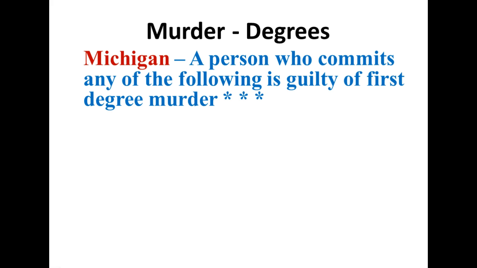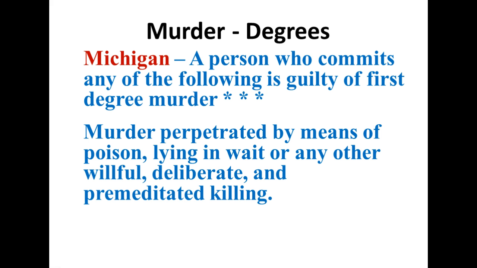There is aggravated murder in Ohio and murder. So it is still dividing up various categories of murder. But when you look at murder by degrees, you will often see in common law jurisdictions and even in others today which retain many of the common law terms, how it's done. So Michigan: a person who commits any of the following is guilty of first-degree murder. Murder perpetrated by means of poison, lying in wait, or any other willful, deliberate, and premeditated killing.